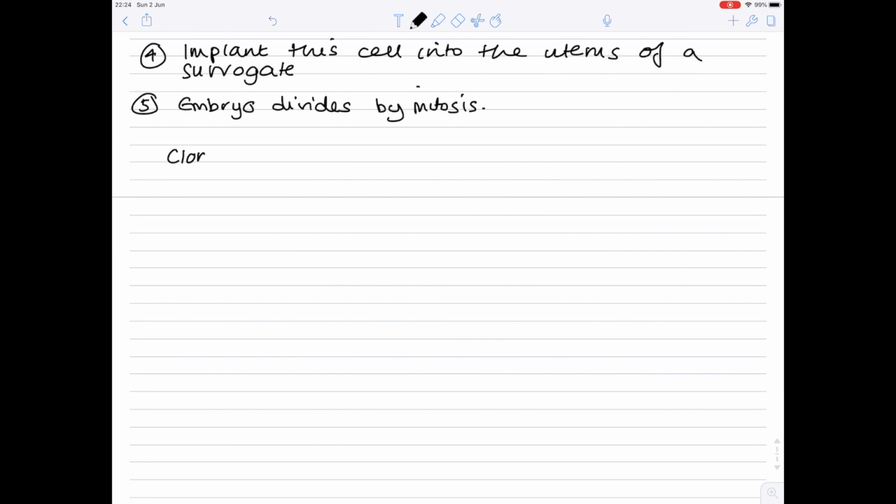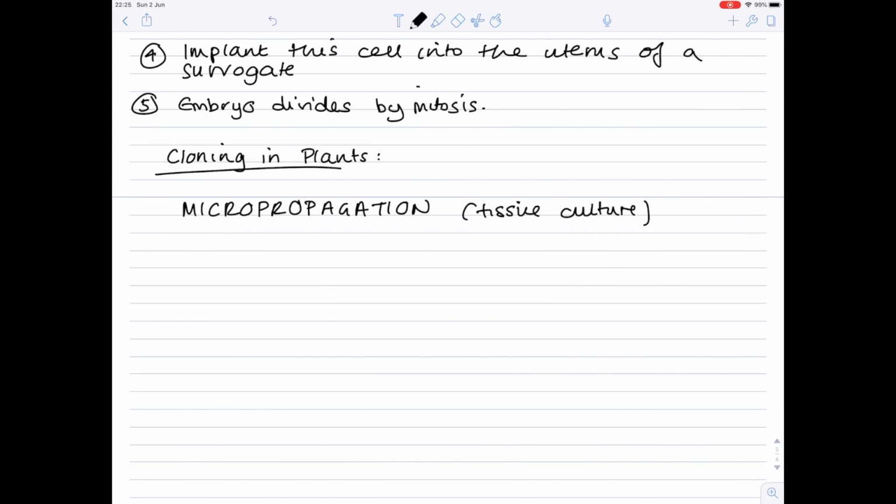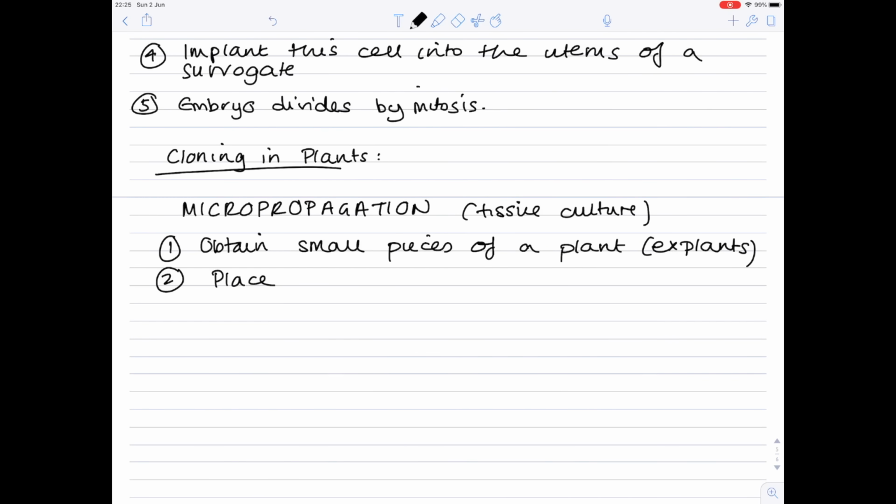Now we're going to talk about cloning in plants, and this is called micropropagation. So your perfect answer this time is to obtain small pieces of a plant. And we call these explants, and this is worth 2 marks for saying these 2 points. And then you're going to place them, and they must be placed in sterile conditions. So sterile agar jelly. Why sterile? To prevent the growth of pathogens.